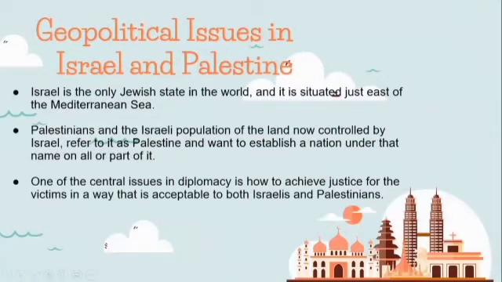Israel is the only Jewish state in the world, and it is situated just in the east of the Mediterranean Sea. The Palestinians and the Israeli population share the land now controlled by Israel. It is referred to as Palestine, and the Palestinians want to establish a nation under that name on all or part of it. One of the central issues in diplomacy is how to achieve justice for the victims in a way that is acceptable for both Israelis and Palestinians.